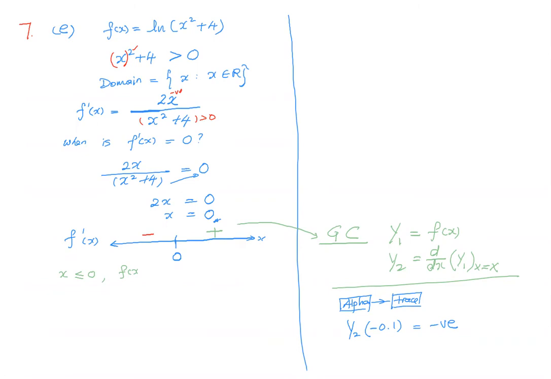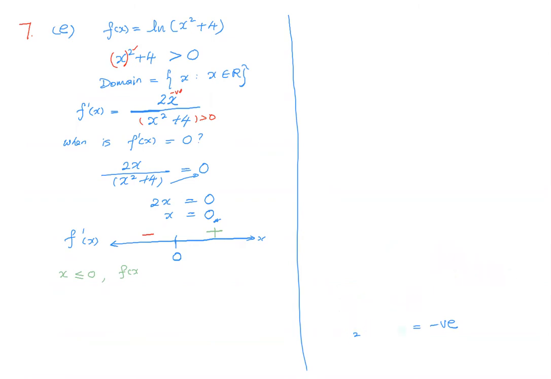Hello? Yes. I expect everyone to be very familiar with this. You get what I mean? When I say you use your GC to determine the sign, you have to know it. So when x is less than 0, f(x) is decreasing. When x is greater than or equal to 0, f(x) is increasing.